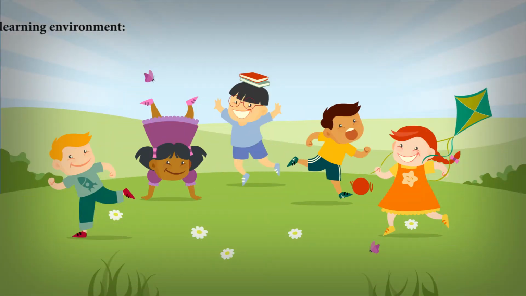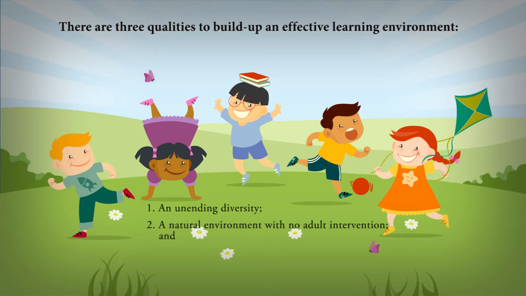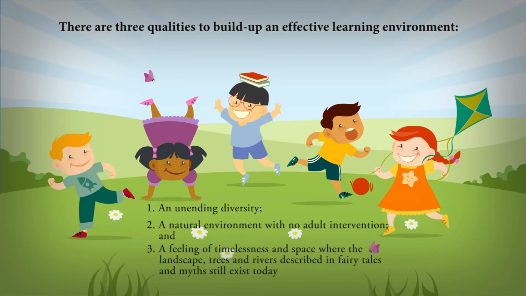There are specific criteria and qualities needed in order to build up an effective learning environment. Do you know what the 3 qualities are? They are an unending diversity, a natural environment with no adult intervention, and a feeling of timelessness and space where the landscapes, trees, rivers that are described in fairy tales and myths still exist today. Let me help you with some examples.